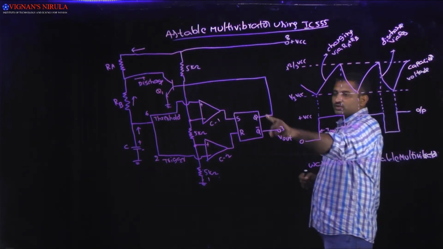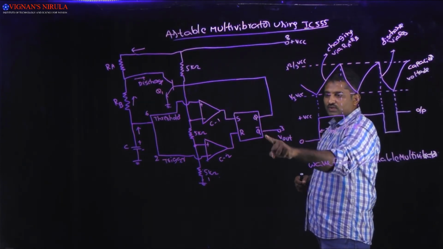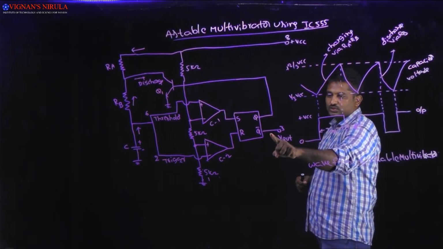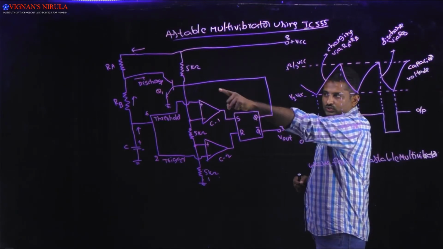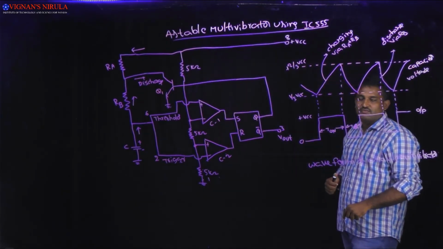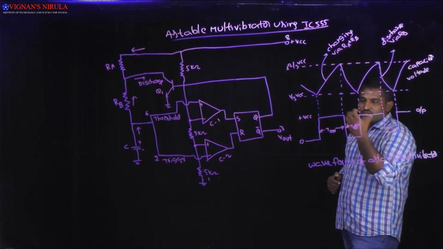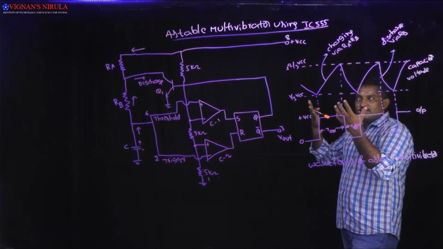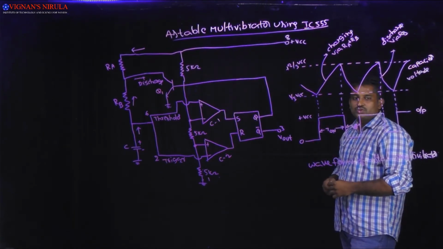Suppose when Q is equal to 0, then what happens to your Q bar? Q bar is equal to 1. When Q is equal to 0, then the transistor will be cut off and the output is high. That indicates the capacitor is going to charge.